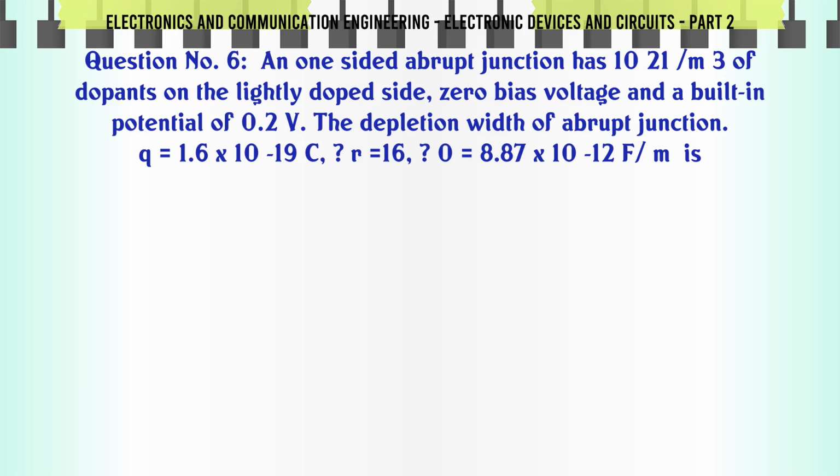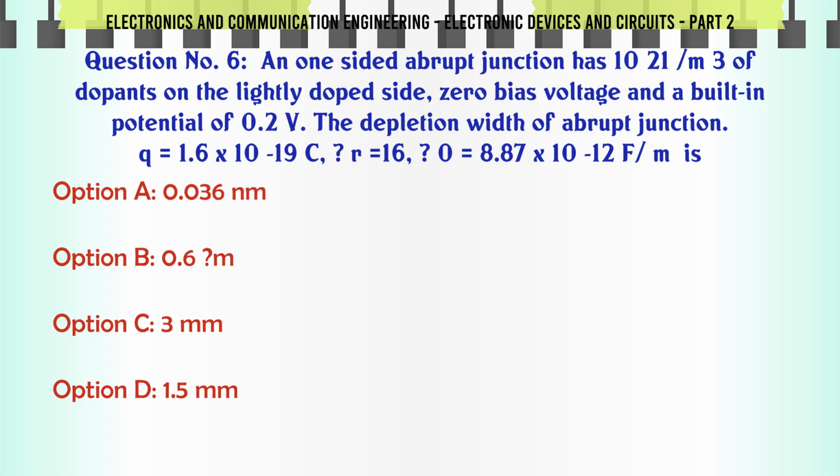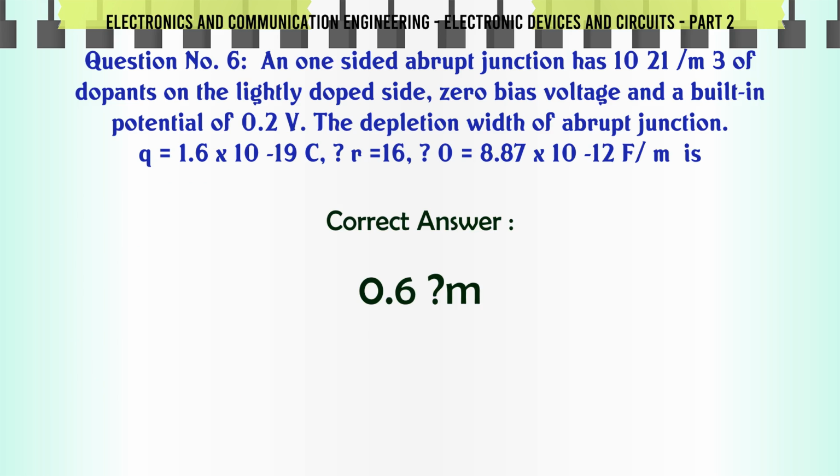A one-sided abrupt junction has 10^21 m^-3 of dopants on the lightly doped side, 0 bias voltage and a built-in potential of 0.2 V. The depletion width of the abrupt junction is: A, 0.036 µm; B, 0.6 µm; C, 3 mm; D, 1.5 mm. The correct answer is 0.6 µm.